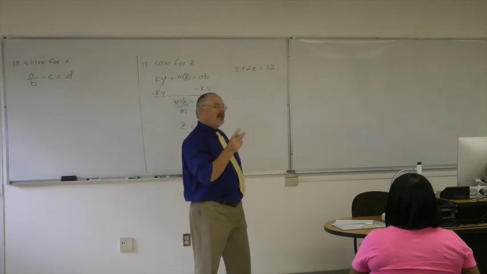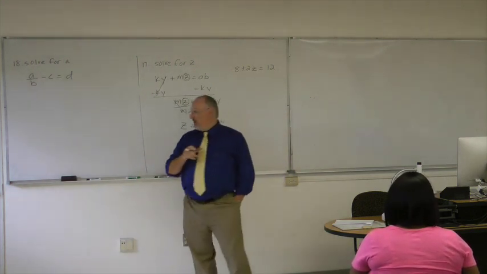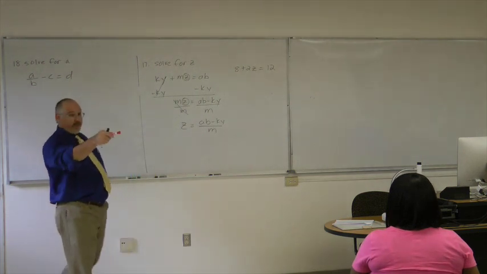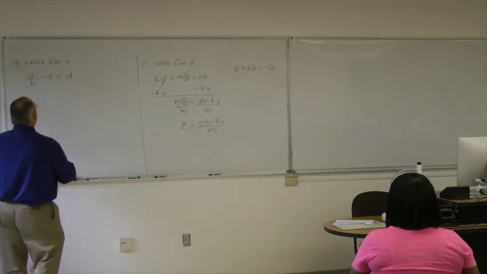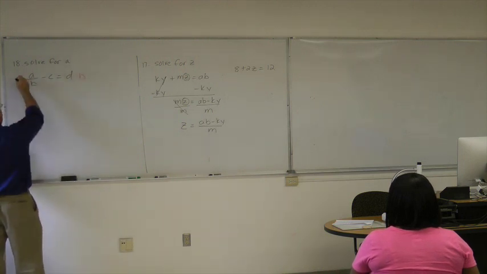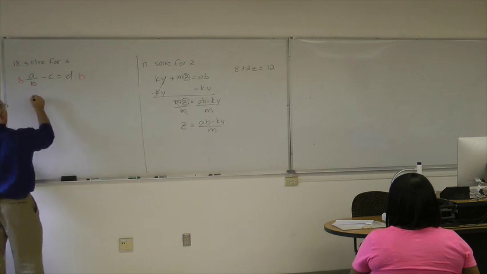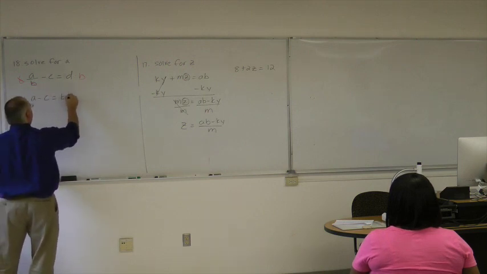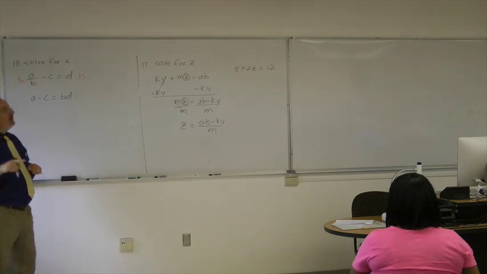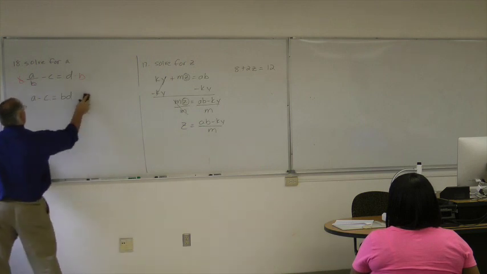But that's not really what you did. I'll tell you exactly what you did. I mean, you had the right idea. The idea was perfect. It was the implementation. You did this. You said those cancel, and you have A minus C equals BD. Right? Mm-hmm. Did he multiply both sides by B? No, you didn't. The way to do it: minus BC.